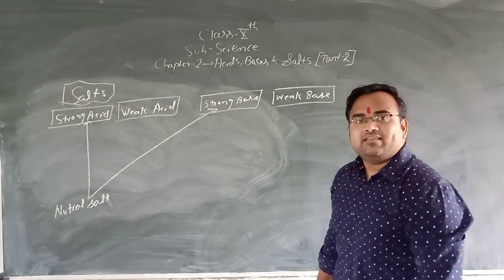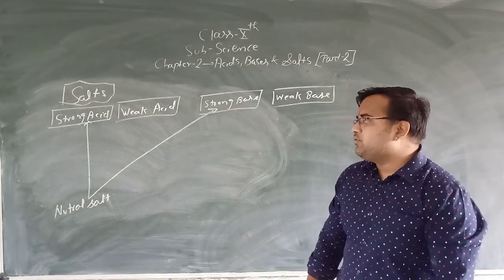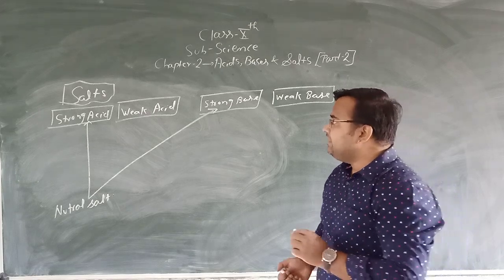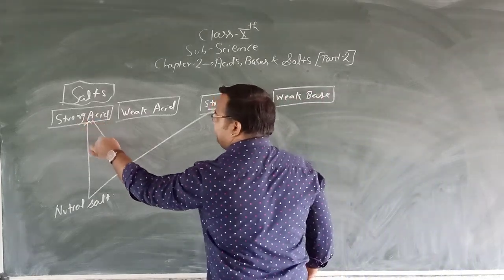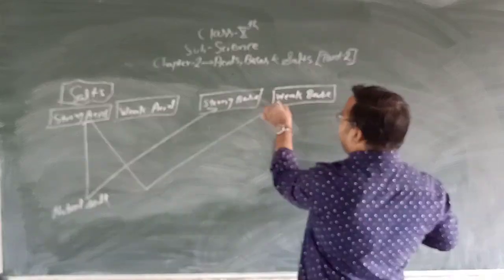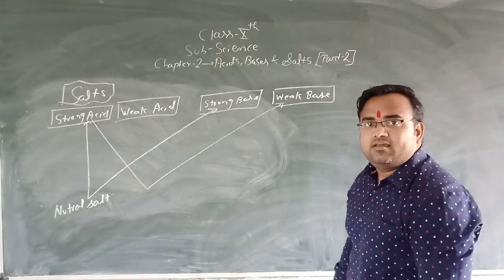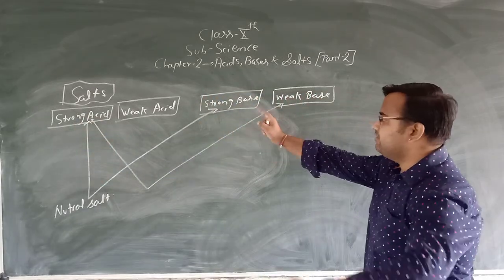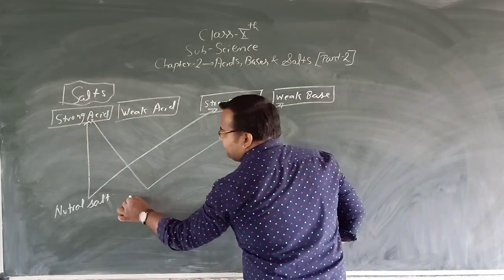Okay, whenever a strong acid is treated with a strong base, the product will be a neutral salt. Then, if a strong acid is treated with a weak base, the product will be an acidic salt.